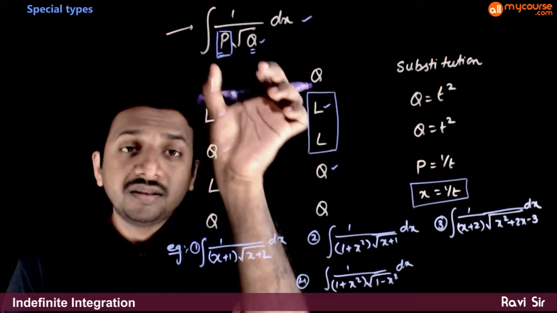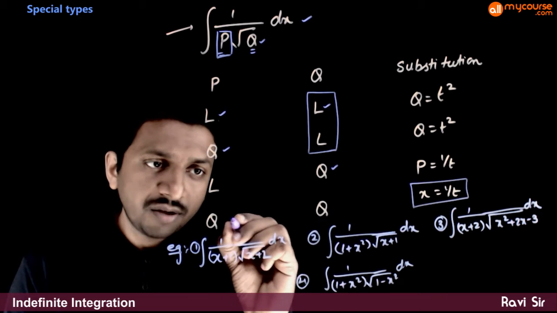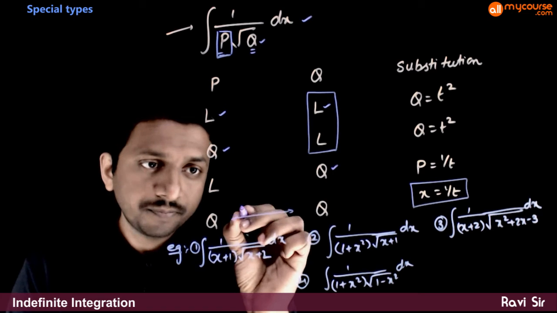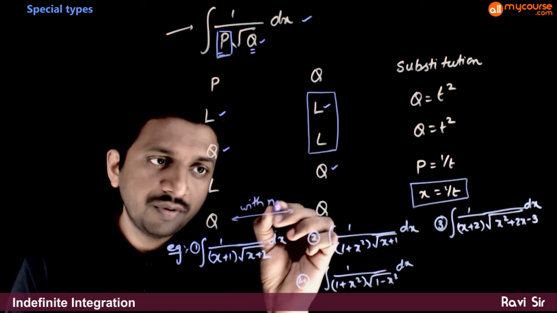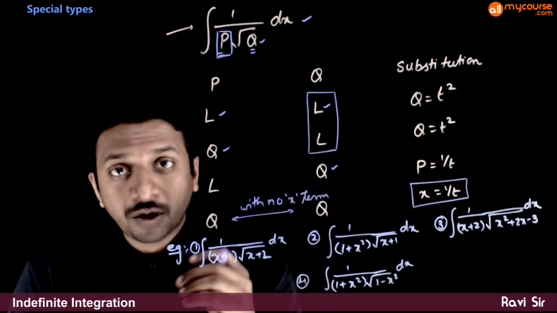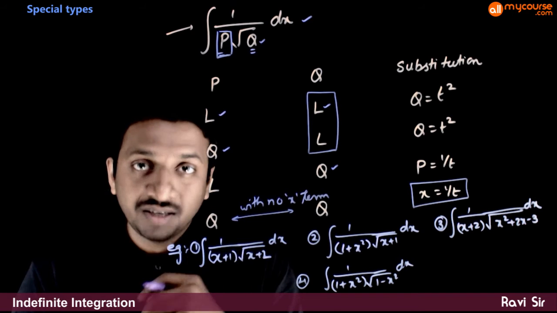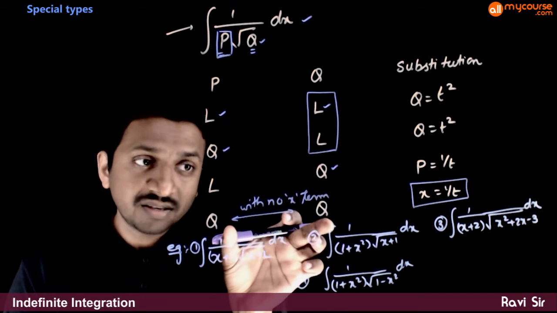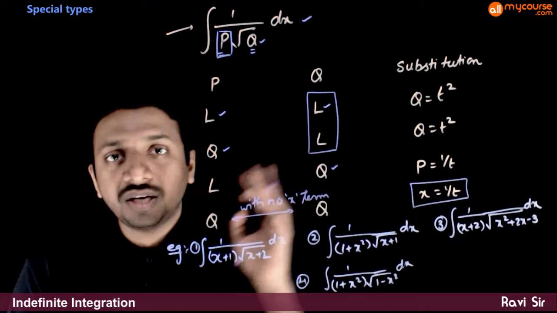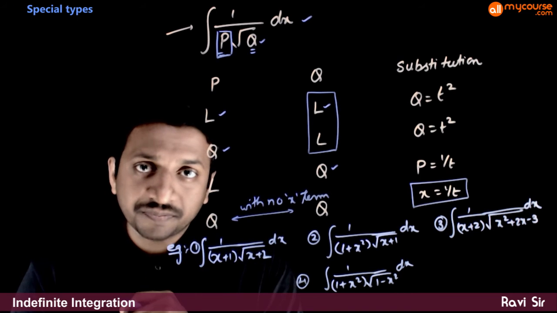And the fourth substitution specially, I need to mention this. So if both p and q are quadratics with no x term, that is, p has to be of the form ax square plus b and q has to be of the form cx square plus b. So if that is the case, both are quadratics with no x term, then 1 by x is equal to t will work and you can very easily solve the integration.